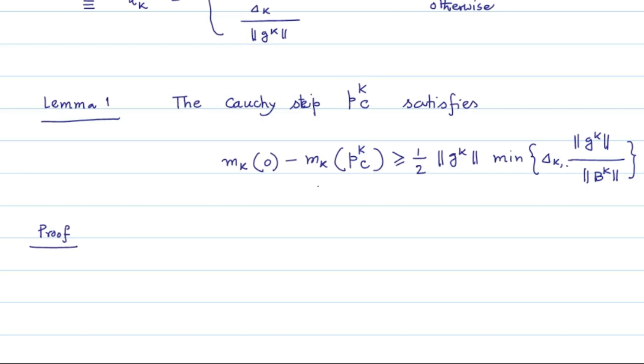We just evaluate this expression m_k(p_k^C), that means we just plug this expression of p_k^C in the model function's expression and employ the Cauchy-Schwarz inequality. You will find that this inequality is holding. We do not have much time to prove it, but for a detailed proof, please visit the proof of Lemma 6.1.4 on page 310 of the Sun and Yuan's book.